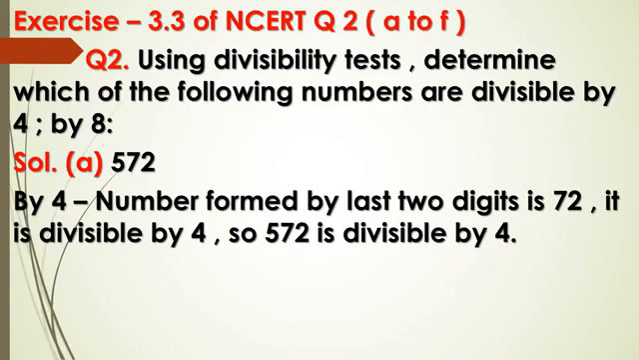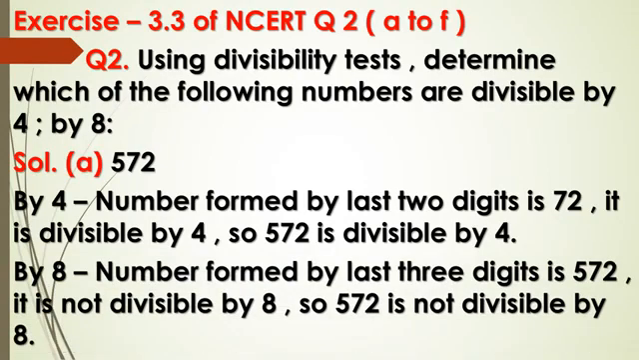See the A part, 572. First of all, we have to check by 4. The number formed by the last 2 digits is 72. It is divisible by 4. So 572 is divisible by 4. Now check by 8. The number formed by the last 3 digits is 572, that is the complete number. So you have to check it by actual division only. When you check, you will find that it is not divisible by 8. So 572 is not divisible by 8.